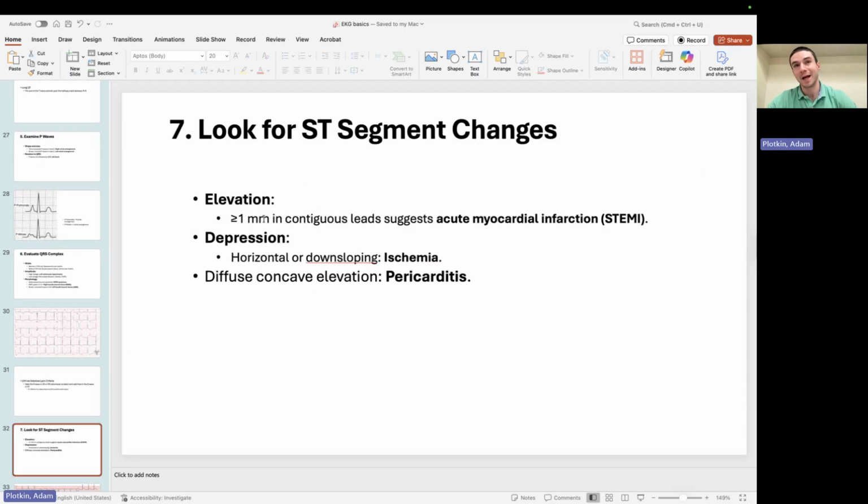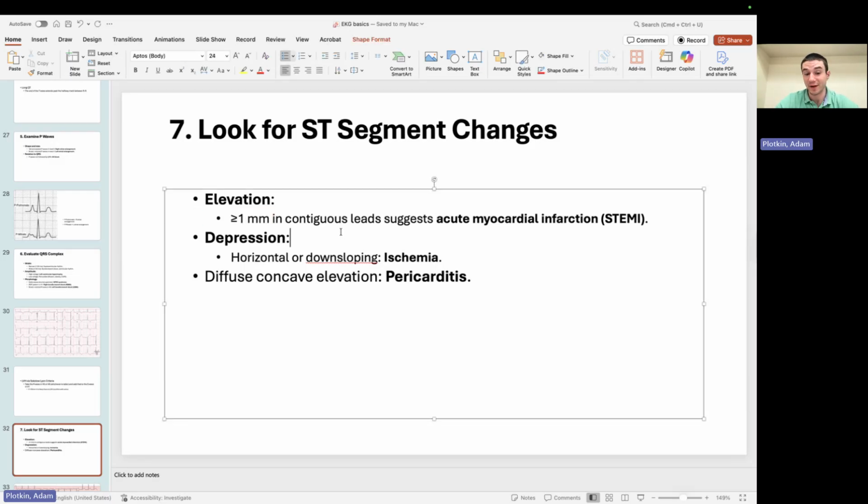The definition of STEMI is actually quite complex. For the sake of being an M1 and USMLE Step 1, I just think about a 1 millimeter elevation in contiguous leads, so V2, V3, or lead 2, lead 3, leads that go in succession. That would suggest an acute myocardial infarction and STEMI. Depression, either horizontal or downsloping, could key me in on ischemia, and diffuse concave elevation could be pericarditis.